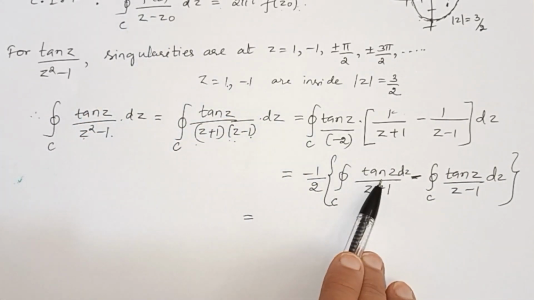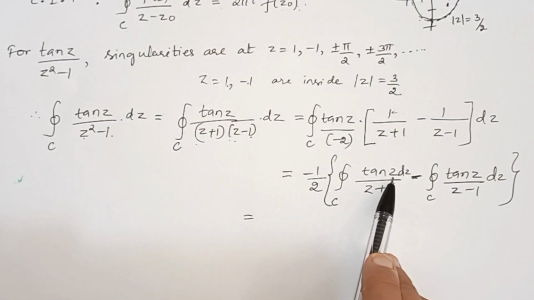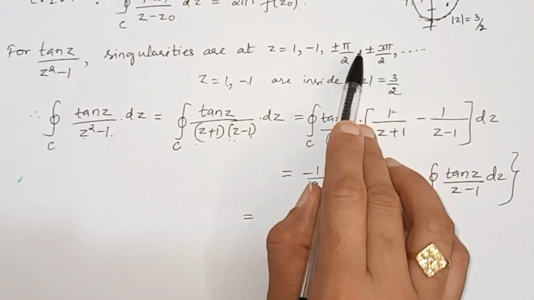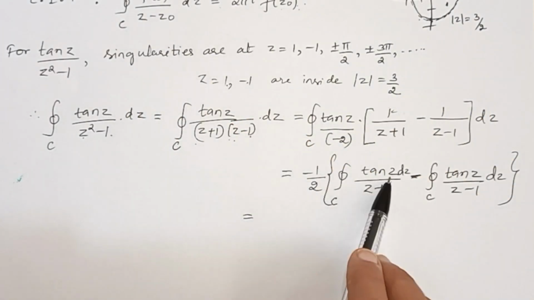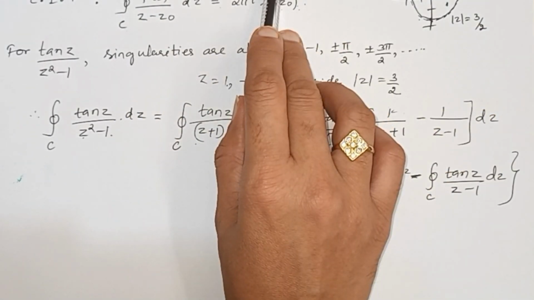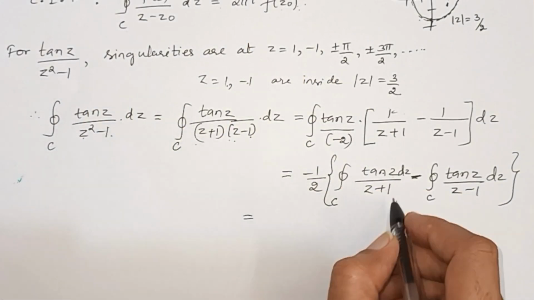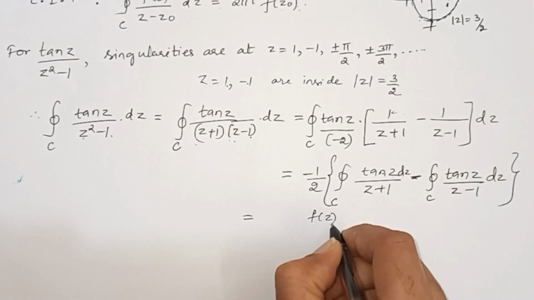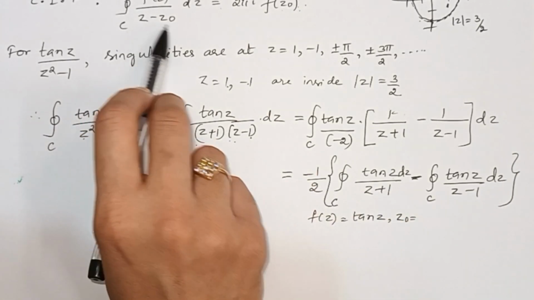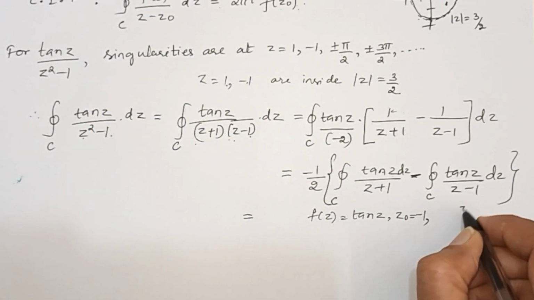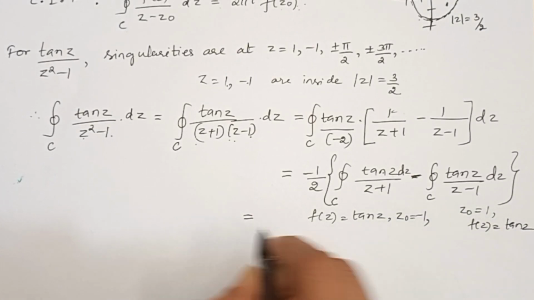Now f of z is tan z, which is analytic within this region, because tan z is non-analytic for all these points, but those points are not within this given circle. Hence, this tan z is analytic at every point within the given closed curve. Therefore, this function f of z is analytic. So here f of z equal to tan z in both the cases. In the first case, z not equal to minus 1, and here z not equal to 1, and f of z equal to tan z. Therefore, let us apply the formula.